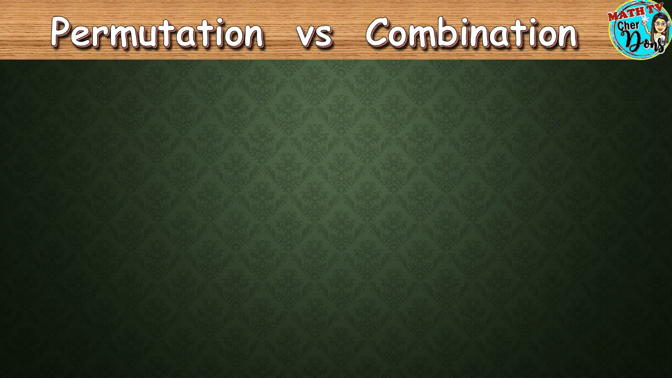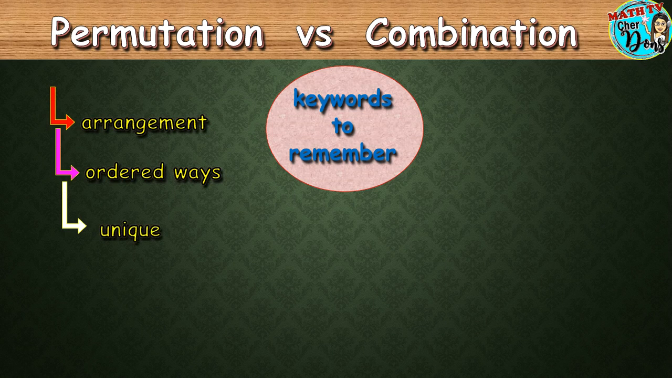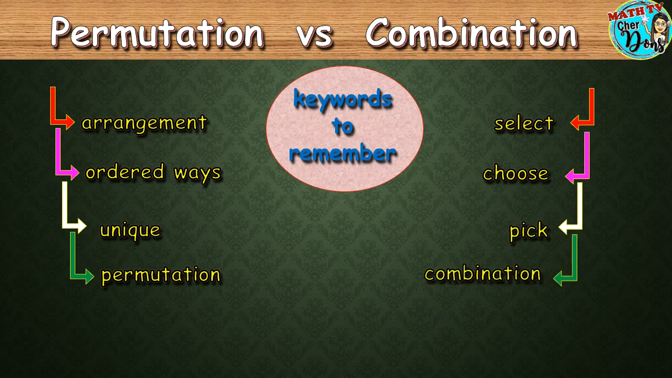Note that there are keywords to identify permutation and combination questions or statements. For permutation, we have arrangements, ordered ways, unique, permutation. For combination, we have select, choose, pick, combination. Keep an eye out for these keywords. These are useful indicators that clearly show us whether the question is a combination or a permutation.